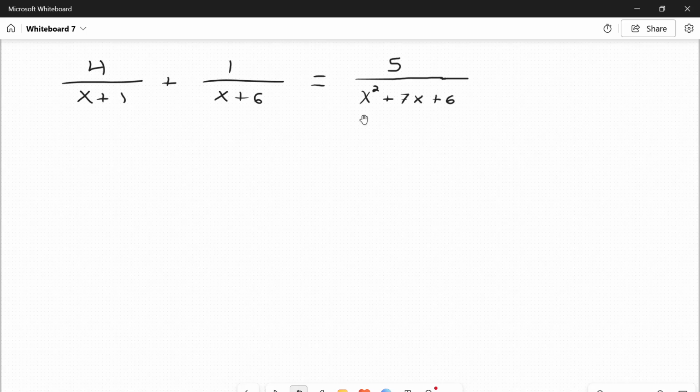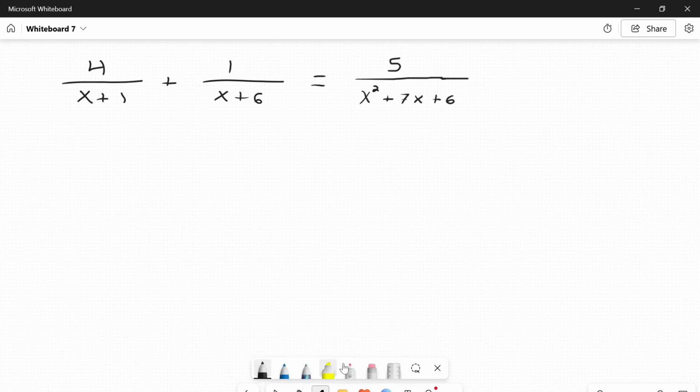So this one, I can do my AC method. I can do 1 times 6 is 6, and then need factors of 6 that add up to 7. Well, factors of 6 are 1 and 6, 2 and 3. 1 and 6 add up to 7, so that's actually rather nice. This is just going to factor into x plus 1, x plus 6. So I'm just going to go ahead and replace that. Okay, that has been factored and replaced.